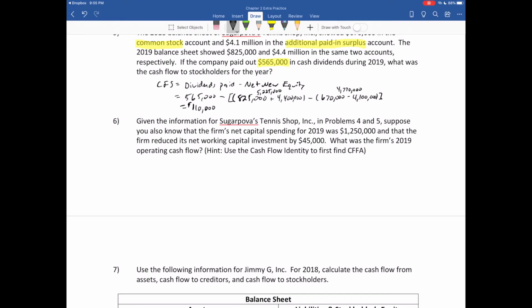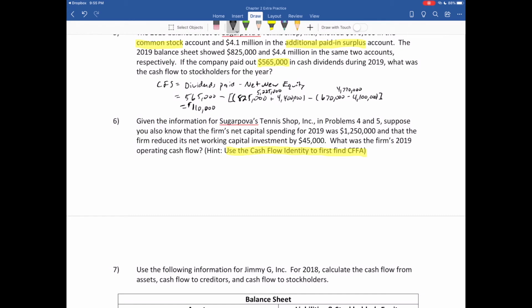$1,250,000, and that it also reduced its net working capital investment by $45,000, meaning that their net working capital value actually went down, meaning that they sold off more current assets relative to their current liabilities. And if they sold it off, that would actually be a cash inflow, something to think about as we go through this problem. And we want to know what was the firm's 2019 operating cash flow, and the hint is to use the cash flow identity to first find cash flow from assets.